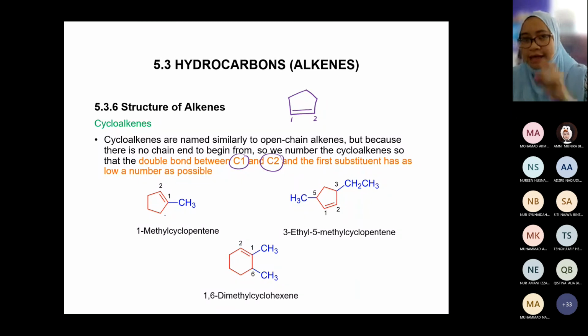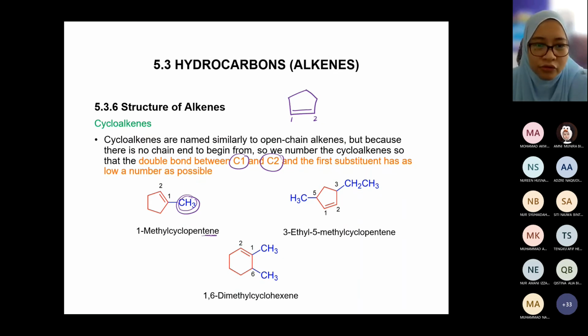The first rule is still applicable. The C double bond C should be assigned as carbon number 1 and carbon number 2. It's just that now we have a methyl group attached to one of the C double bond C. So who will be assigned as carbon number 1? Of course, the one holding the substituent. So this is quite obvious: 1-methylcyclopentene. Don't forget the E and Z.